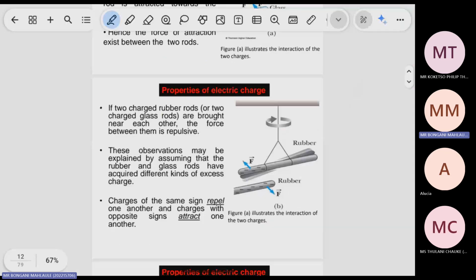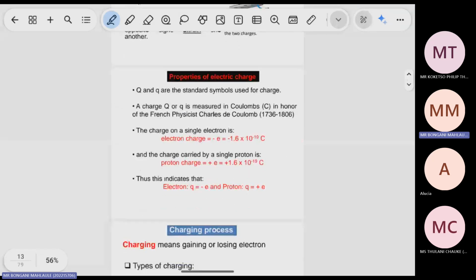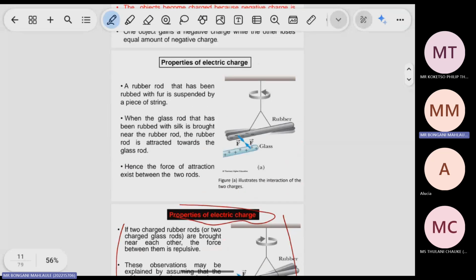Properties of electric charges. So you must make sure you check them. All of this and also this part. So let me go back there.